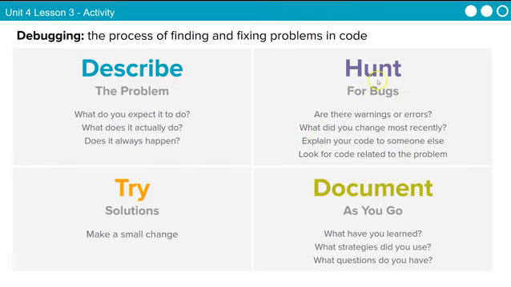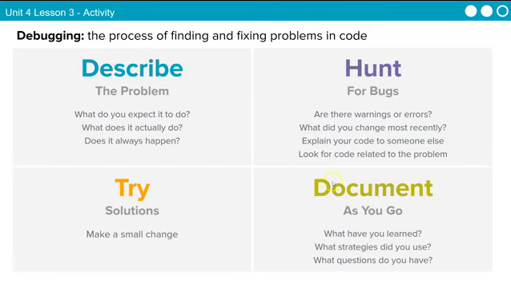All right. The idea here is you're going to be describing the problem, you're going to hunt and find the problem. Once you know what the problem is, you should try some different solutions. So make small changes, rerun your program, see if it fixes it. And then once you're done, your last step is, because at this point you described the problem, you looked for it and found it, and you fixed it, you should be able to document how you fixed it.